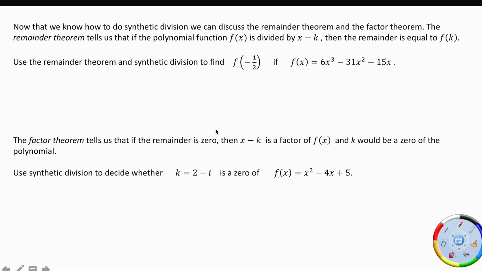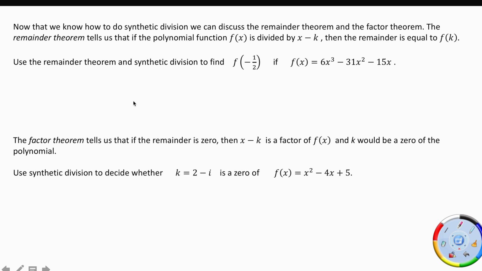Okay, so now that we know how to do synthetic division, we can discuss the remainder theorem and the factor theorem. I need to know both of these theorems and how to use them for the test. The remainder theorem tells us that if we have a polynomial function that's divided by x minus k, then the remainder, remember we just talked about that last column is the remainder, is equal to f of k. This is really huge for us, particularly since we're not allowed the use of calculators in this course.